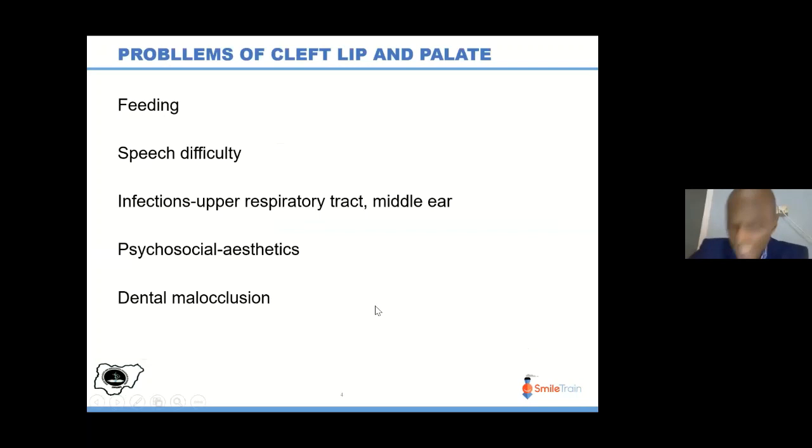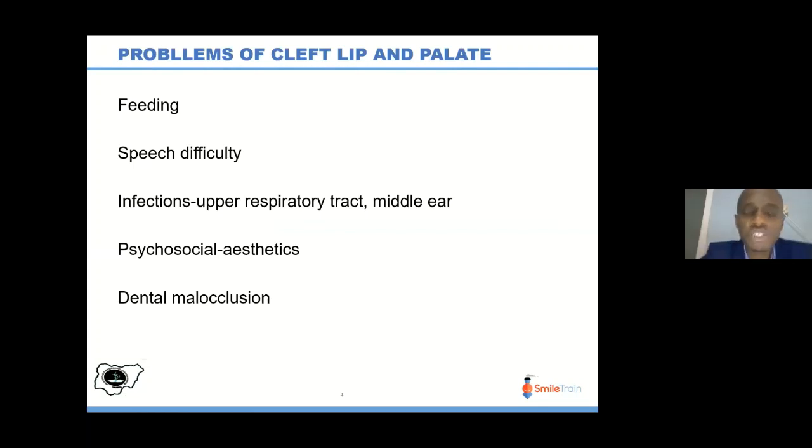The problems of cleft lip and palate, number one is feeding. Because the palate serves as a separation between the nose and the mouth, feeding is important. When there's a cleft lip, and most especially a cleft palate, the food passes from the mouth into the nose, making feeding difficult.